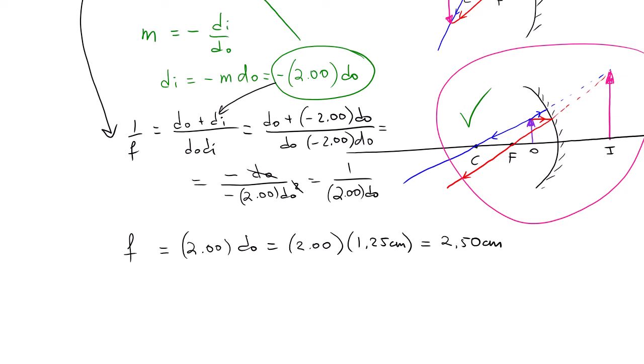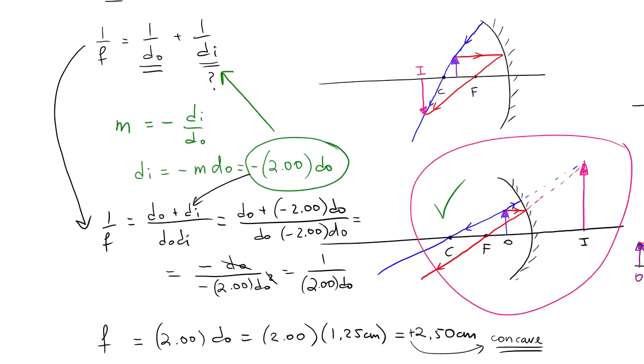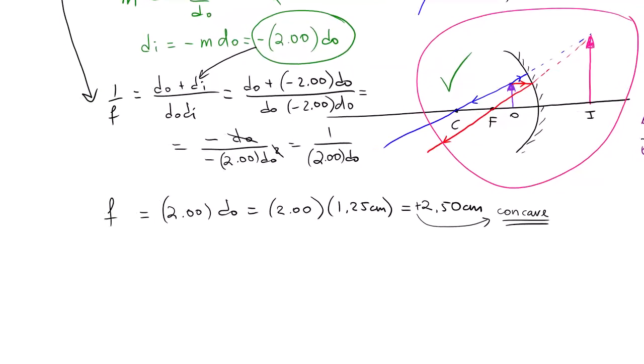Having a positive focal length already tells us that it is a concave mirror. So that positive sign allows us to tell. Now the next part is finding the radius of curvature. We know that the radius is 2 times the focal length, which will be 2 times positive 2.50 centimeters, and that is a positive 5.00 centimeters. Okay.